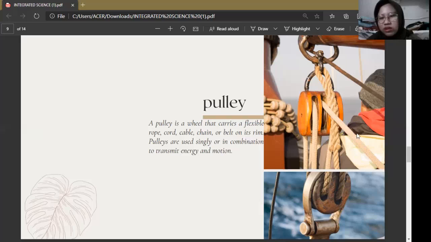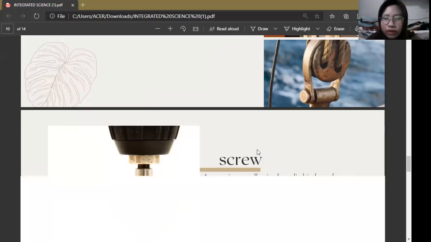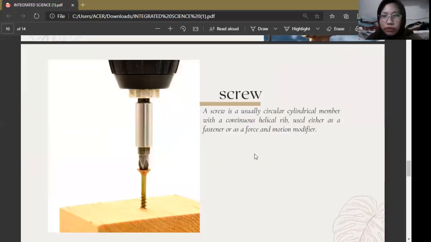It is used by fishermen when they want to take all of the fish onto their boat. And then this is also a single pulley, but there is a second pulley. I forgot to attach the picture. So this one is the first pulley and this one is the second pulley. They attach together and they can move larger things.